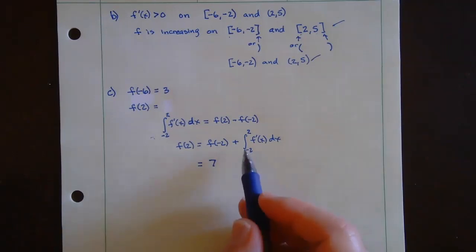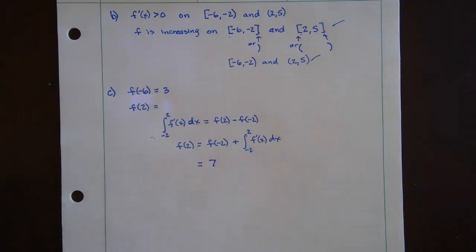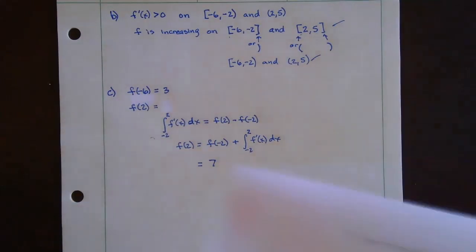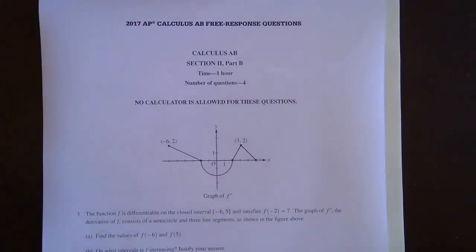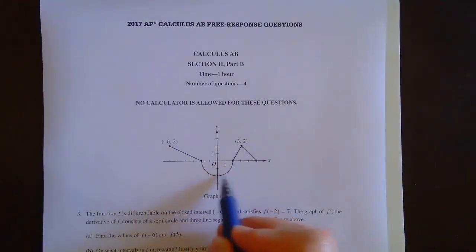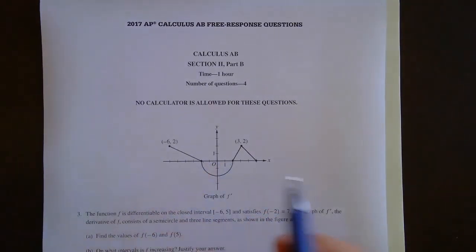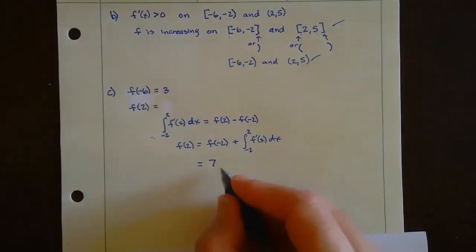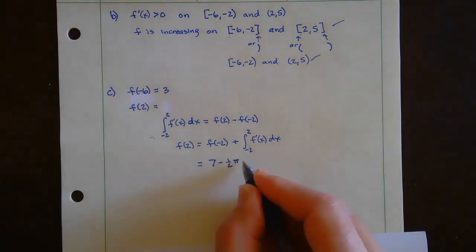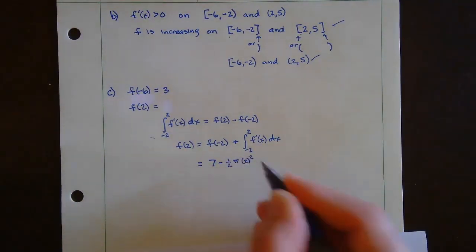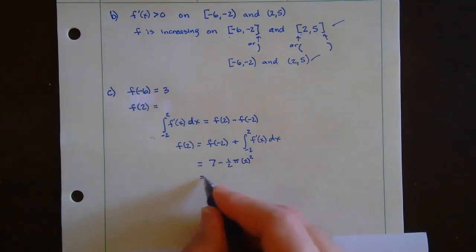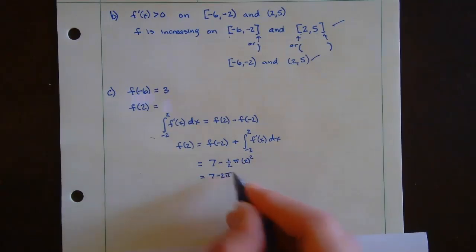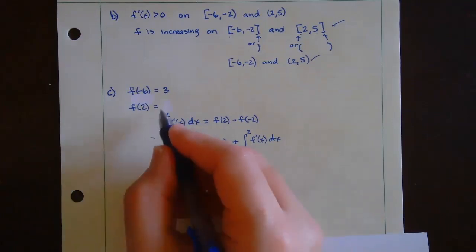And then we know that this is a semicircle. Okay, so I'm grabbing my graph. So from -2 to 2, it's a semicircle with a radius of 2, okay? So that's going to be minus 1/2 pi times my radius of 2 squared, right? So that would be 7 minus 2 pi, okay? So 7 minus 2 pi.